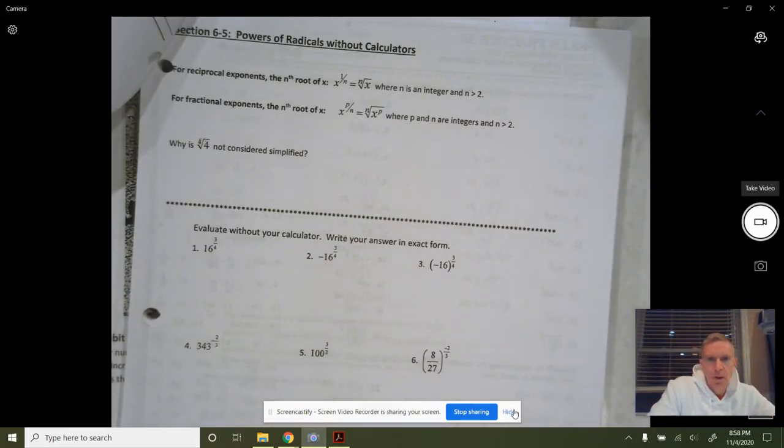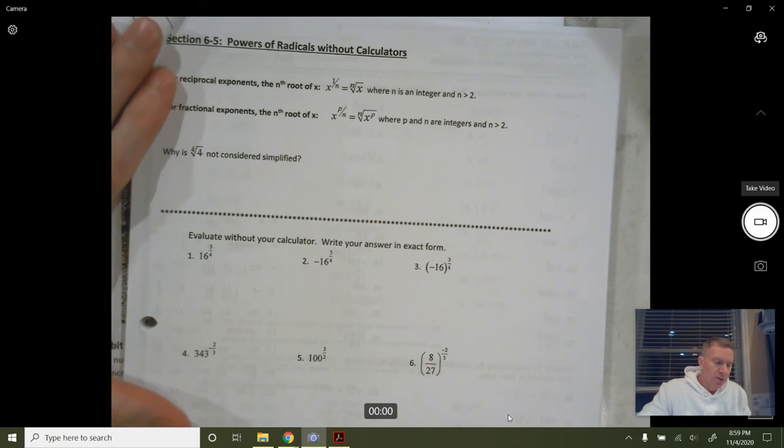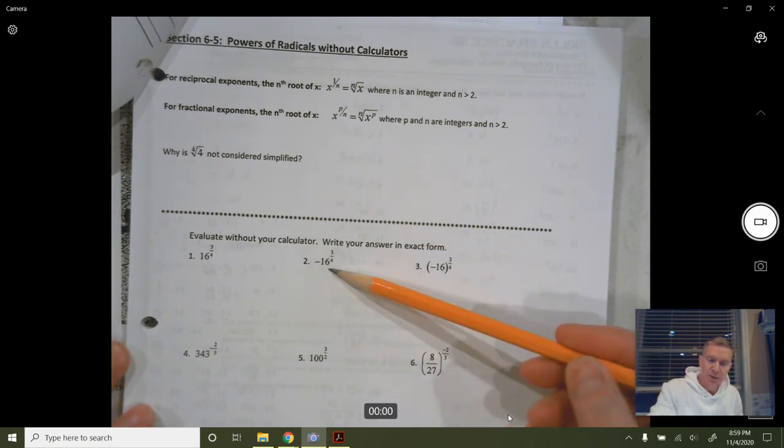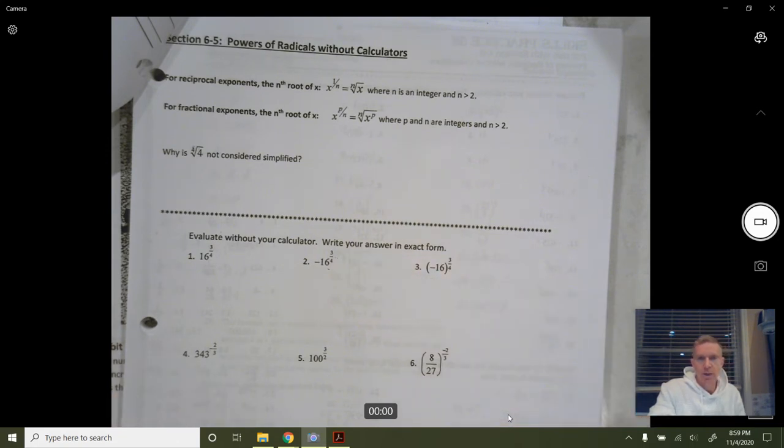Hello. All right. So section 6.5, powers of radicals without a calculator. We're going to work through a bunch of these problems. This builds off of where we left off in the last video, the 6-4 video. It says powers of radicals without a calculator, but it's really when you have powers with fractional exponents, which turn those powers into radicals. Okay, so we're on page 129 in your notes packet.